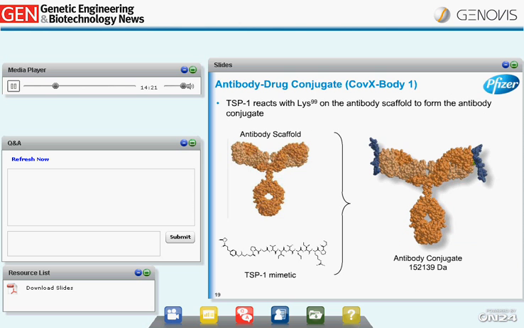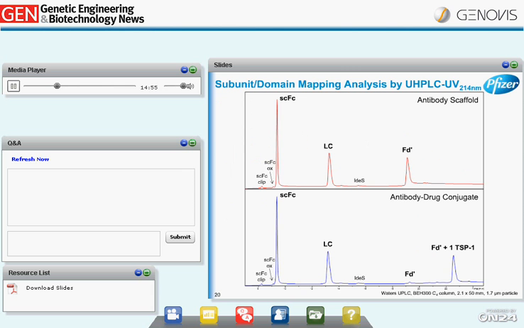Here, this particular COVAX body has a reactive lysine. It'll be lysine 99 on the heavy chain of the antibody scaffold. The lysine residue is rather reactive. The epsilon amino group of the lysine 99 is reactive to various components of a linker. Here we have a TSP1 mimetic that is conjugated to the antibody to create an ADC with a higher mass of about 152,000 Daltons.